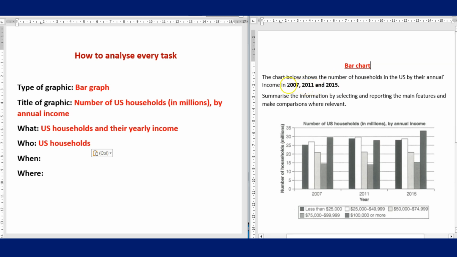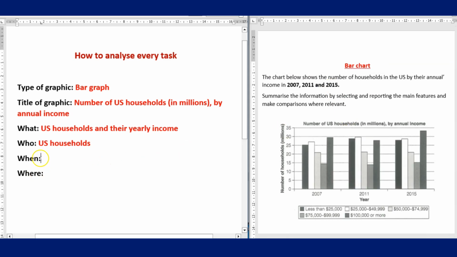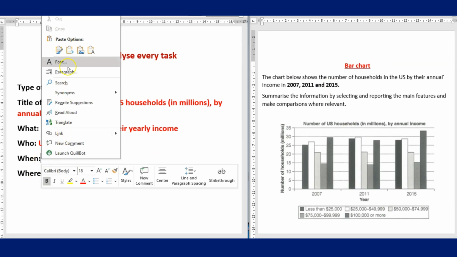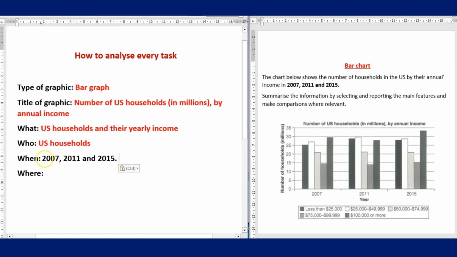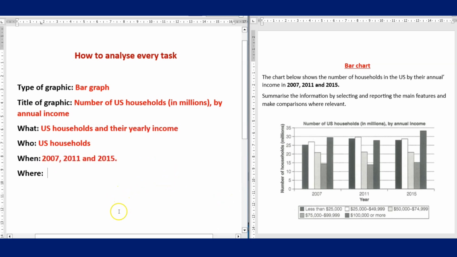So this becomes the when. Okay, so this becomes the when, right? So we know that it's about the US households, and also the time is, we are just taking the survey in 2007, 2011, and 2015.